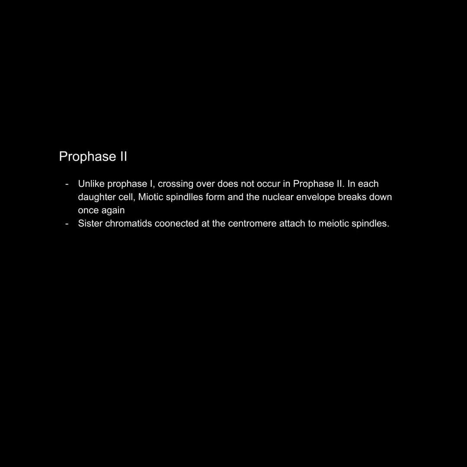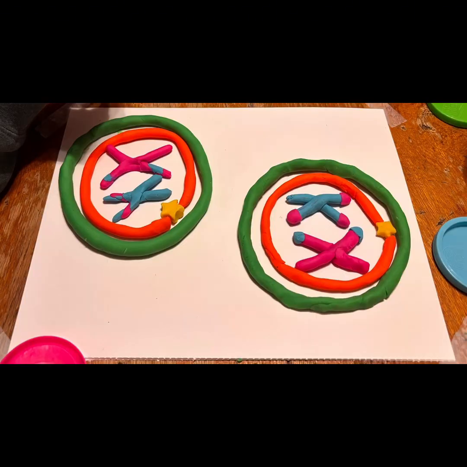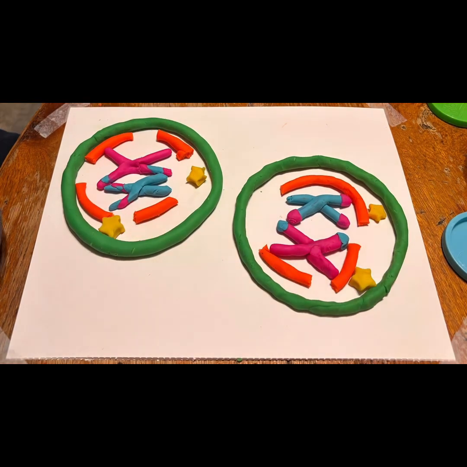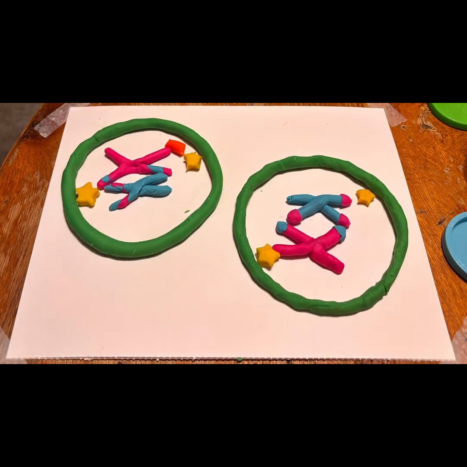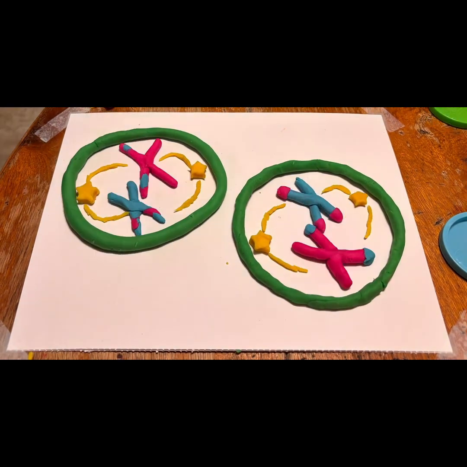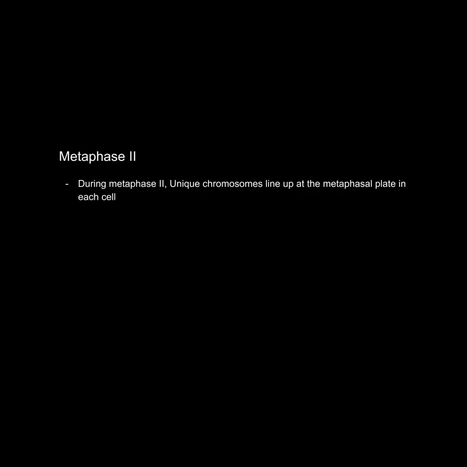In prophase 2, chromosomes recondense, meiotic spindles begin to form, and the nuclear envelope once again breaks down. But unlike prophase 1, crossing over does not occur. In metaphase 2, sister chromatids, not homologous chromosomes, line up at the metaphase plate.